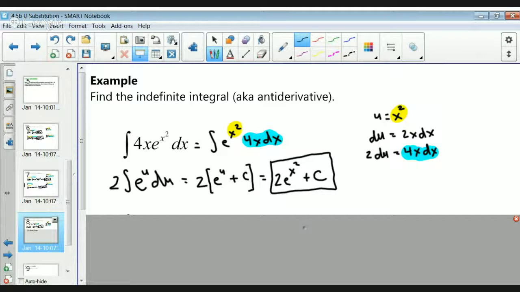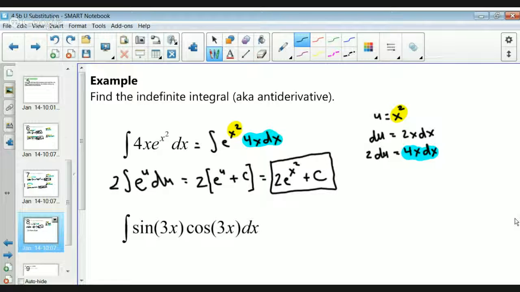Okay, and again, if we wanted to check, we could differentiate our answer and see if we got back to 4x times e to the x squared. All right, last one here. I have the integral of sine of 3x times cosine of 3x dx. All right, in this case, what do you think we should let u be?